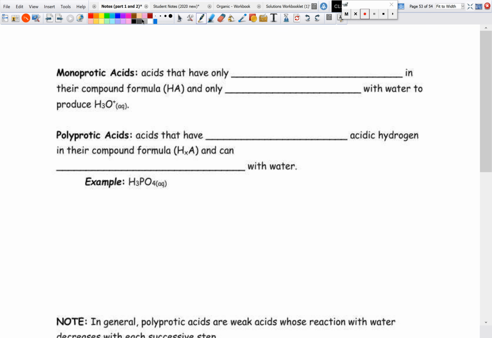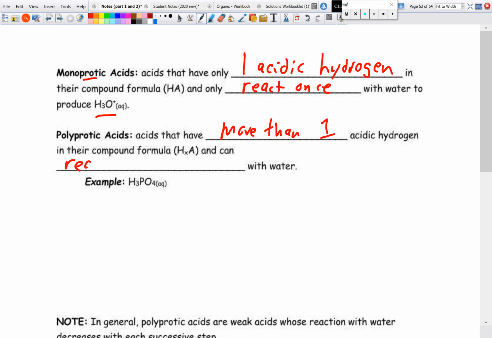So what that means is that a monoprotic acid, mono meaning one, protic meaning proton, is an acid that only has one acidic hydrogen in its compound formula, and only reacts once with water to produce the hydronium ion. Whereas polyprotic acids are acids that have more than one acidic hydrogen in their compound formula. So it's going to look something like this, and can react multiple times with water.